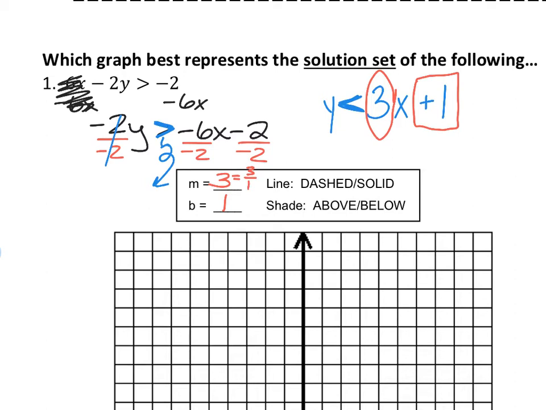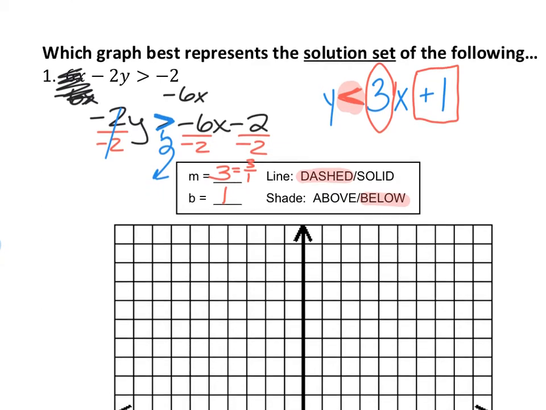The only other thing I have to know, based on this symbol, is it dashed or solid? It's dashed. Is it shaded above or below? Below. That's all the info I need to graph. We go back to graphing like normal, except when we draw the line, we're going to make it dashed.